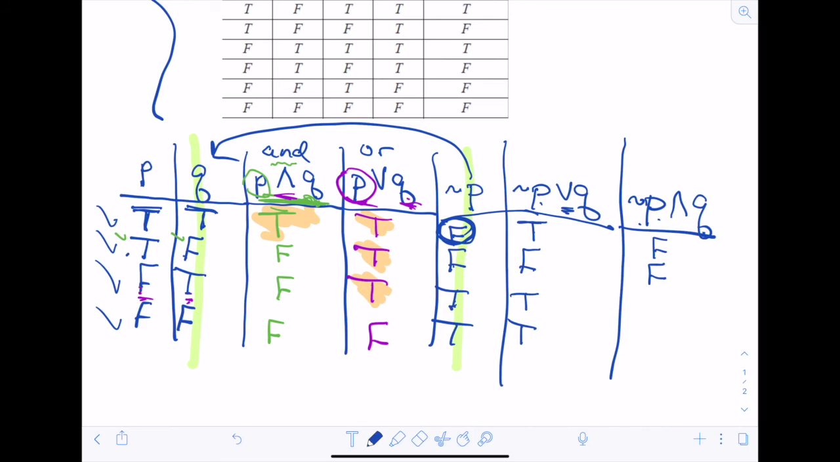Now here's a true. The only way that this becomes true is if Q is true. So let me see what the match is over here. It's a true and a true. So that one's true. And this one, it's true. Let's see what's the match. It's a true and a false, and that's false.